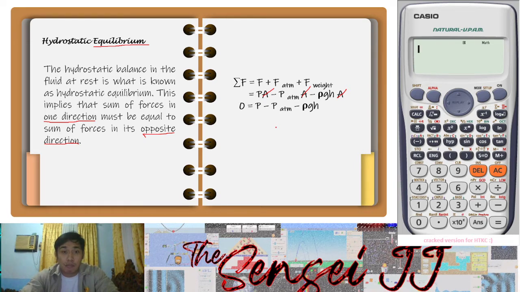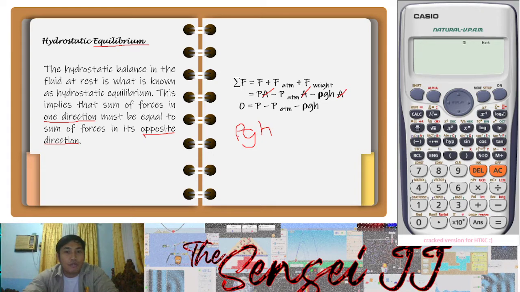For example, a drum, a water drum or water tank or water container. Those areas are a little bit smaller than the likes of the ocean. So, we have here rho gh. This is another form of our pressure. Okay, so rho gh.